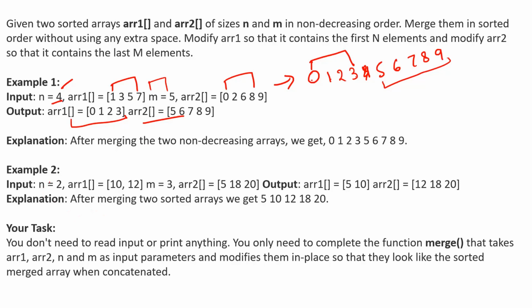Let's understand with the help of another example as well. Let's suppose that n equal to 2. So ARR1 is having 10, 12 elements, and m value is 3. ARR2 is having elements 5, 18, 20. So now if you're going to merge these two sorted arrays, what should be the resultant array? That should be 5, 10, 12, 18, 20, right? So ARR1 should have the first n elements, that is 5, 10, and the remaining m elements should be in our ARR2.